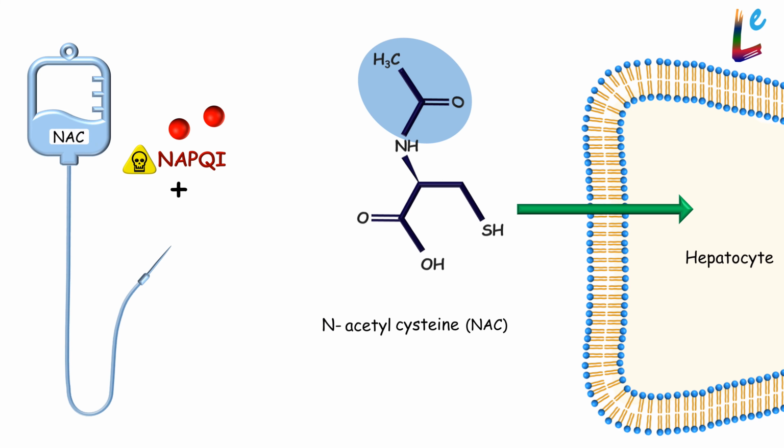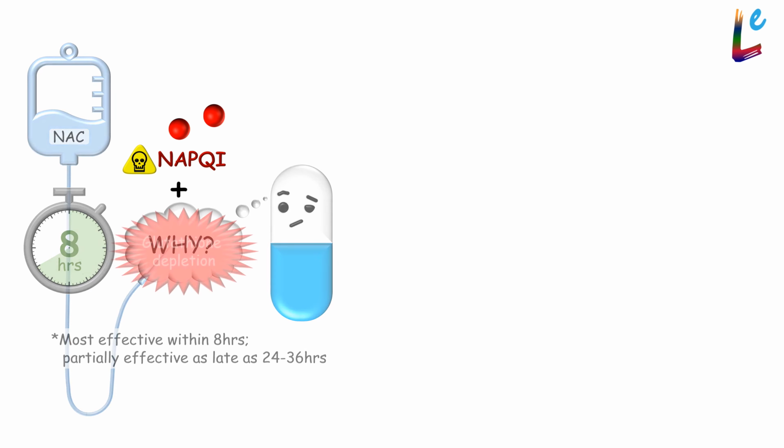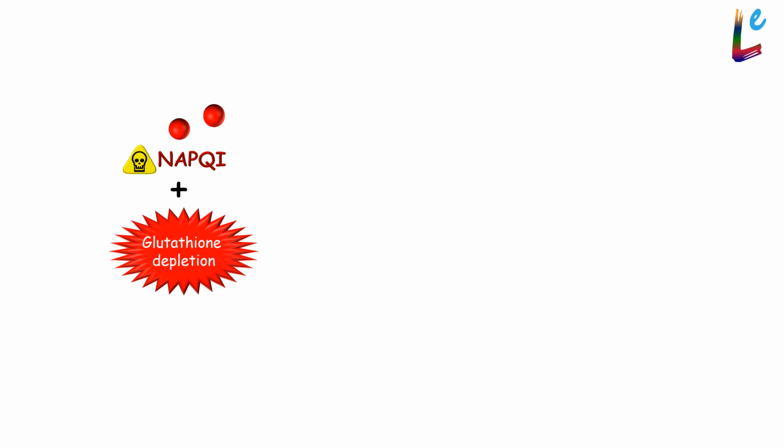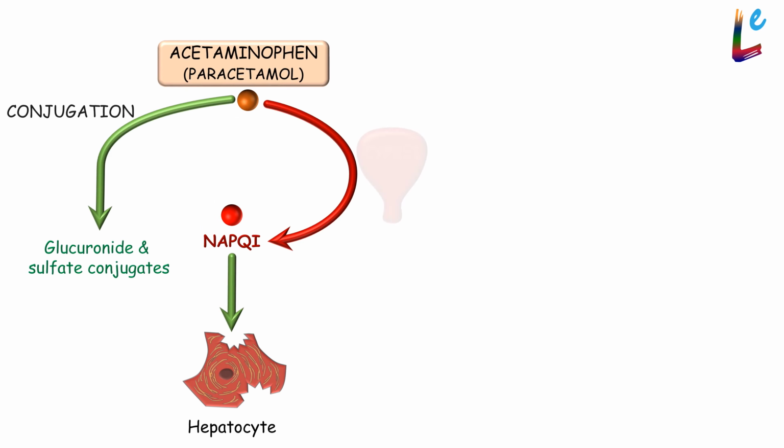N-acetylcysteine should be administered as early as possible. That is within 8 hours. Why? Because if the glutathione stores are depleted, it can lead to irreversible liver damage. So CYP2E1 is the culprit. Would inhibiting it solve the problem?